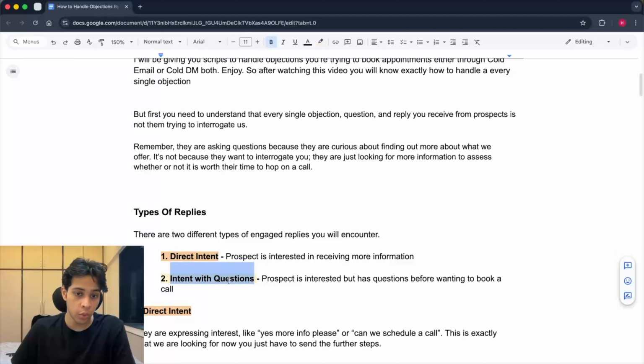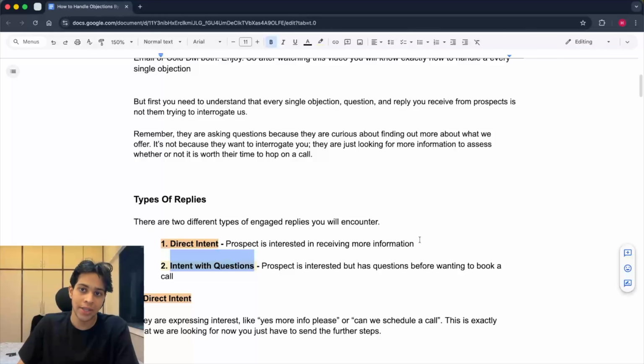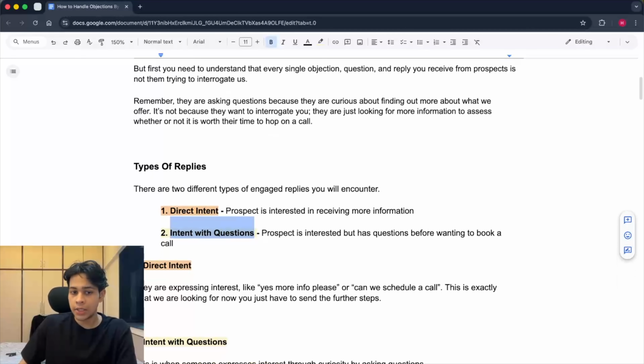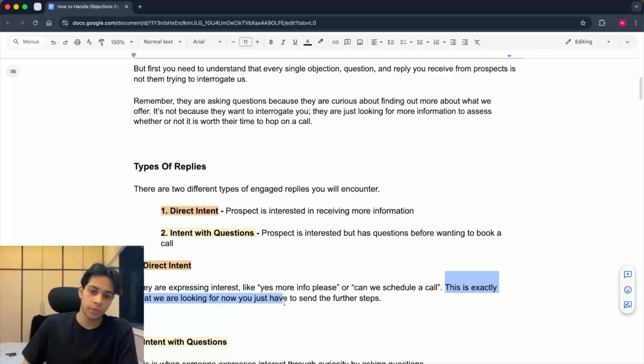Second one, intent with questions, okay? This is what we're talking about, okay? This is when the prospect is interested, but has questions before booking a call, okay? It's pretty simple. They're not disagreeing. They're just asking questions that they need answered before booking a call, just to see if it's worth their time, okay? Cool. Direct intent, pretty simple. They're asking for more information. This is exactly what we're looking for. Now you can just send the further steps.